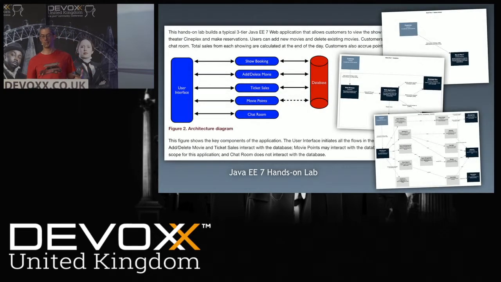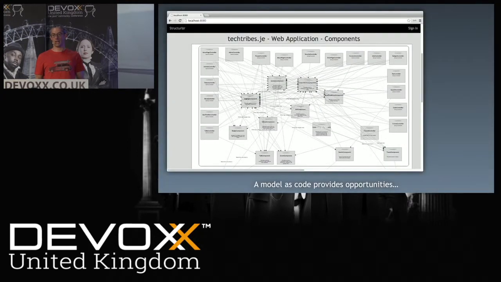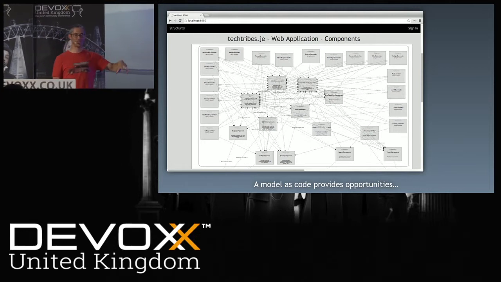I'm trying to do the same thing with Java EE. So I've taken Aaron's Java EE 7 hands-on lab, and I'm trying to create a bunch of Java EE component finders to extract Java EE components from my code base as well. This is what happens when I plugged my own tooling into my techtribes web app. It sort of looks a bit of a mess.